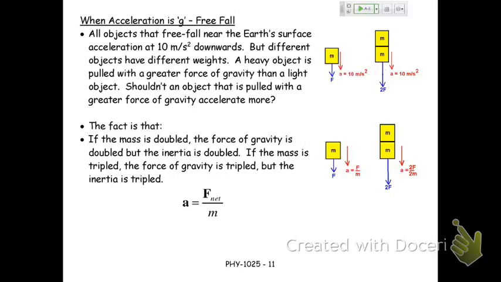So here's a weird thing for you. I have two objects. One is twice as heavy as the other. If I drop them side by side, what happens?